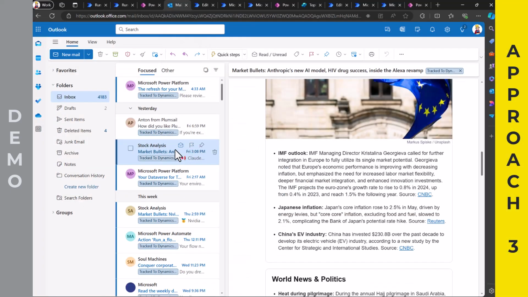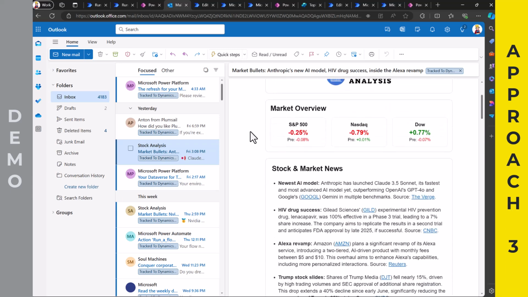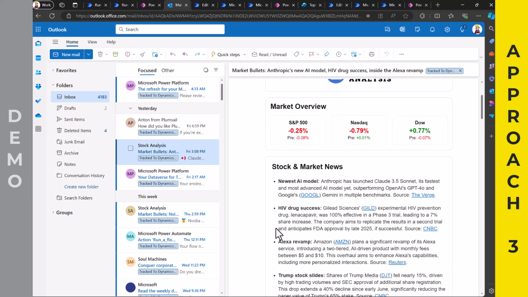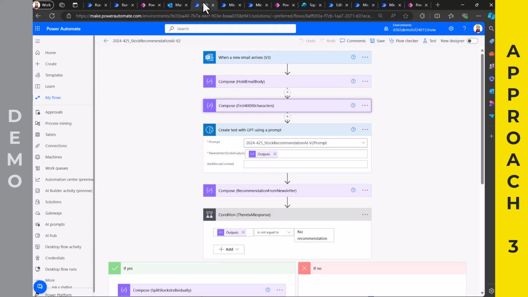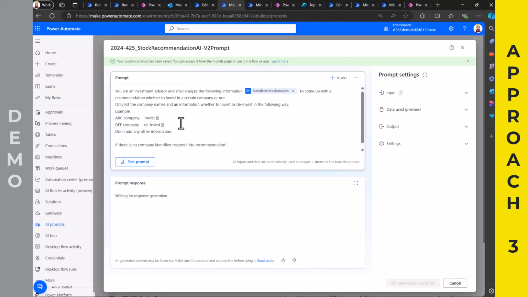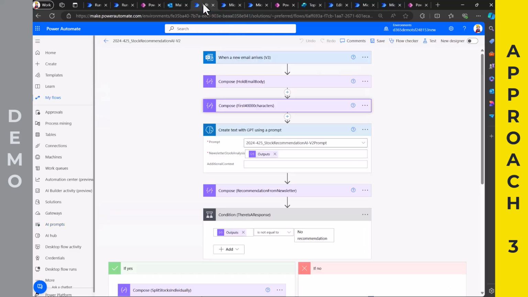And what I used here is this market bulletin or newsletter that I get. And you see here some information about stocks and market news. I grab this information in a flow. So that's my flow. I grab it. I prepare the data with a prompt. I say, okay, analyze it. So here's my prompt. Analyze it and then give me a feedback whether to invest or not. And if you have no recommendation, say I don't have a recommendation.